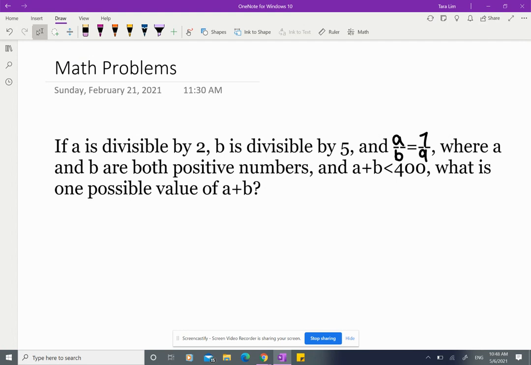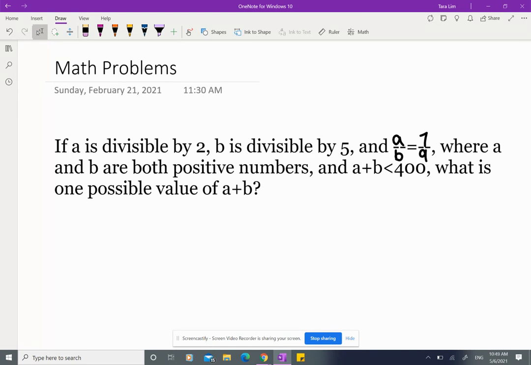If a is divisible by 2, b is divisible by 5, and a over b is 7 over 9, where a and b are both positive numbers, and a plus b is less than 400. What is one possible value of a plus b?